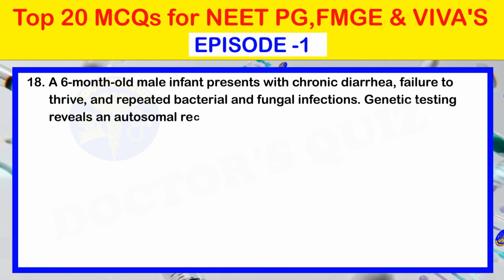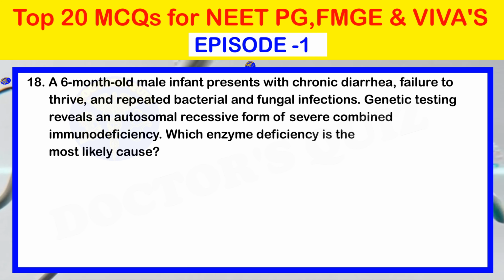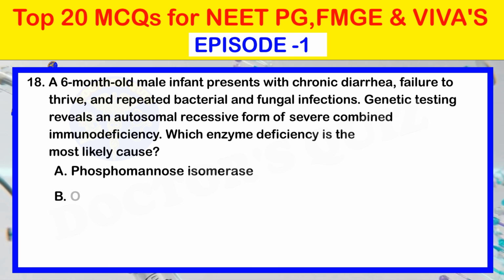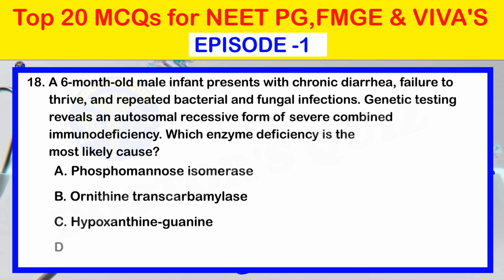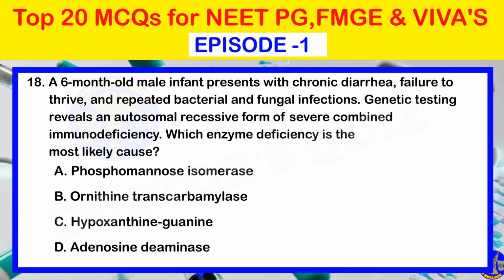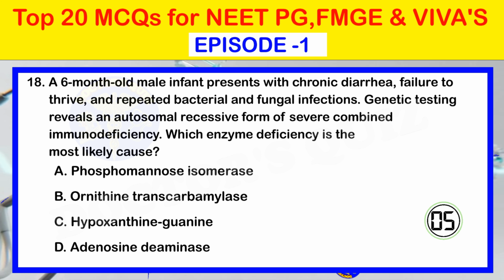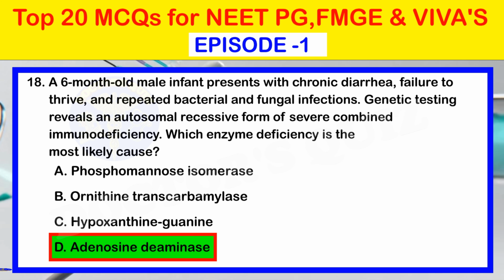A 6-month-old male infant presents with chronic diarrhea, failure to thrive, and repeated bacterial and fungal infections. Genetic testing reveals an autosomal recessive form of severe combined immunodeficiency. Which enzyme deficiency is the most likely cause? Options are phosphomannose isomerase, ornithine transcarbamylase, hypoxanthine guanine, or adenosine deaminase. Answer is option D, adenosine deaminase.